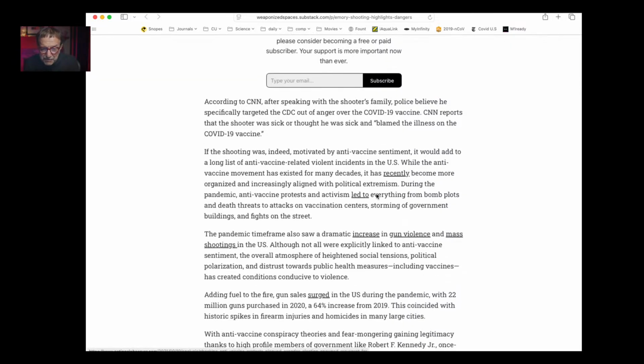She writes, if the shooting was indeed motivated by anti-vaccine sentiment, it would add to a long list of anti-vaccine related violent incidents in the U.S. While the anti-vaccine movement has existed for many decades, it has recently become more organized and increasingly aligned with political extremism. Can you imagine, the anti-vaxxers are aligned with political extremism? Of course they are. We've been saying that all along. But that's the danger of spewing lies about vaccines. At some point, someone is going to get pissed off enough to shoot. And it still doesn't affect gun control.